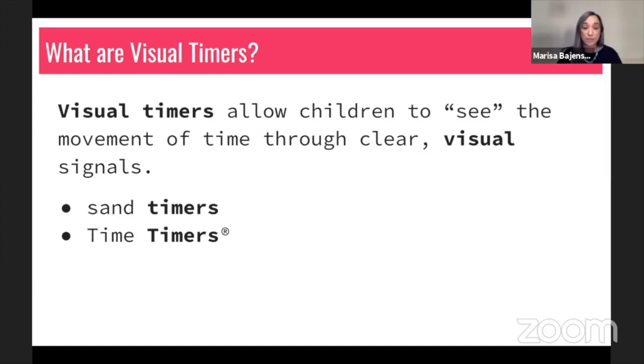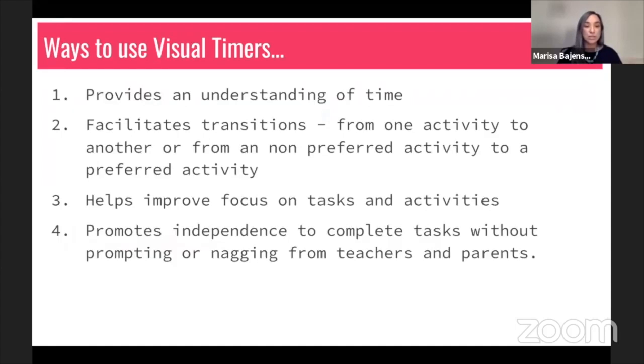And there's different kinds of visual timers. There's sand timers, time timers, and we're going to get into that in a second. But what I really want to go over is ways to use visual timers. So visual timers provide an understanding of time, like we discussed. If I tell a 7-year-old, okay, that's going to take you 15 minutes, I want you to work for 15 minutes, 15 minutes for them could be 30 seconds or half an hour. So having that visual of how long they need to complete the task is extremely helpful.